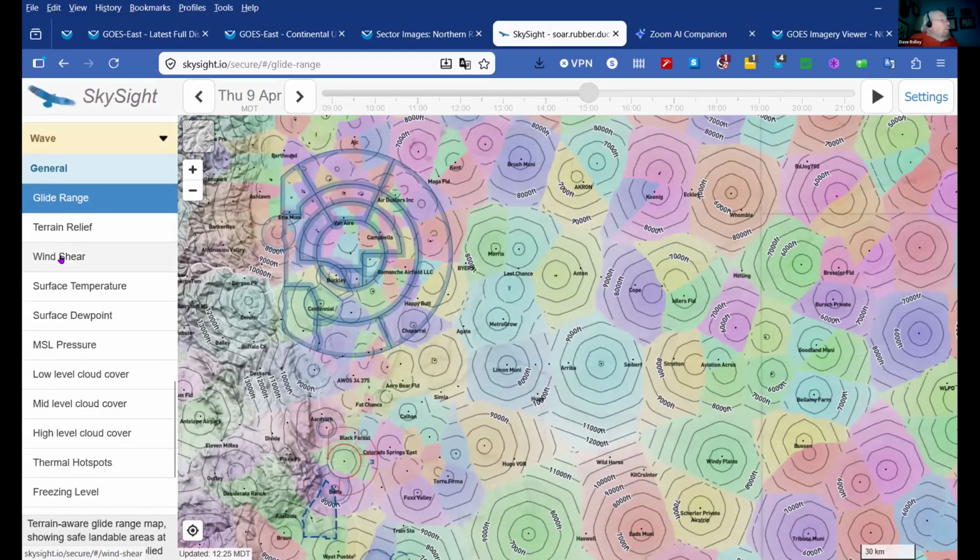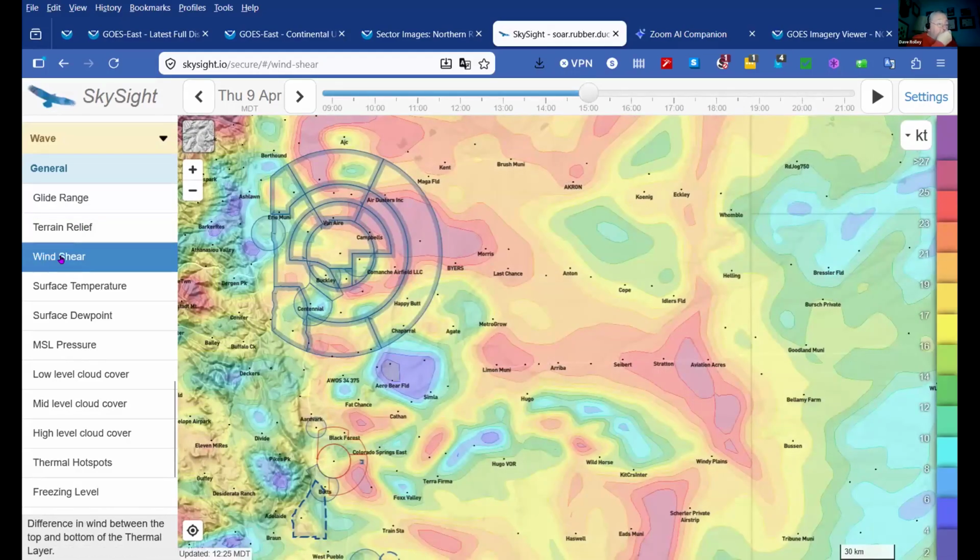The next one I want to put up here is the wind shear chart. This is the difference between the wind at the top and the bottom of the thermal layer. It's not telling you the direction of the shear, but it is telling you the magnitude of the shear. Like when we're over here, right around Lyman, that's a 24 knot difference between the lowest portion of the active boundary layer and the top portion of the boundary layer. Whereas if I go further west, it's only 5 knots. But up here, it's 26.